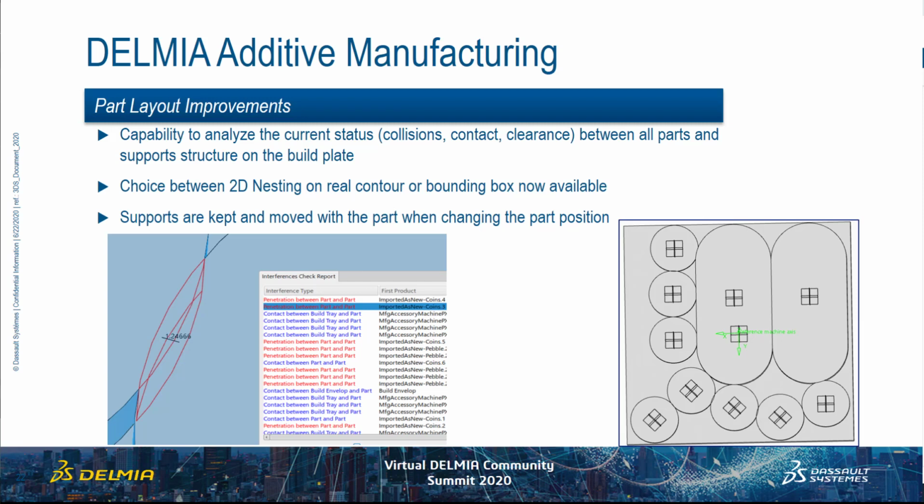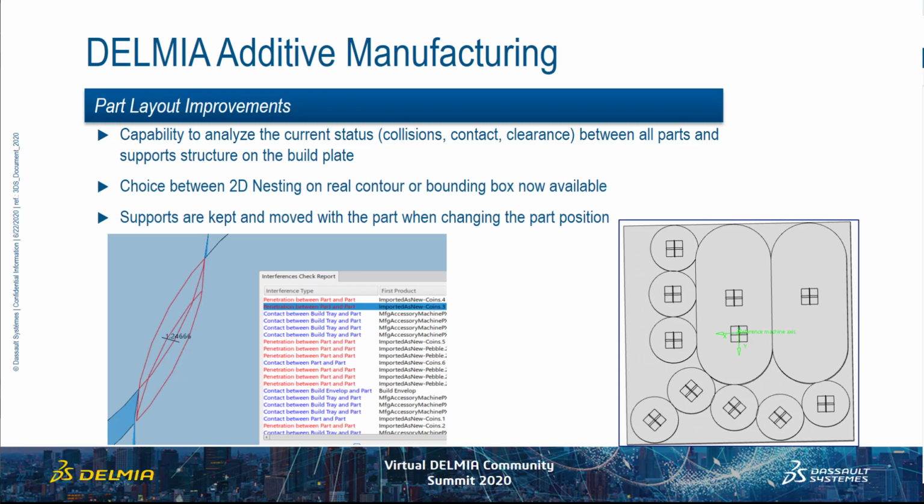So there's the capability to analyze the current status, as in collision between part and part, or part and build tray, or part and envelope. That's very easily seen. And for 2D nesting, you have a choice between the real contour of the part or a bounding box. Based on that, it'll automatically nest it for you and position the parts. And the supports are kept when moved with the part when changing the part position.